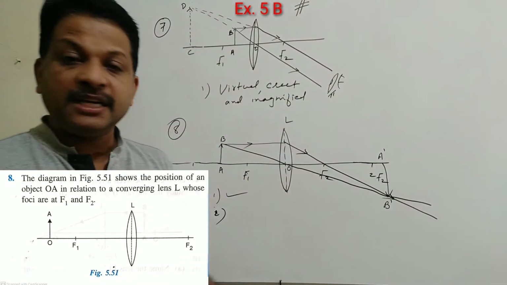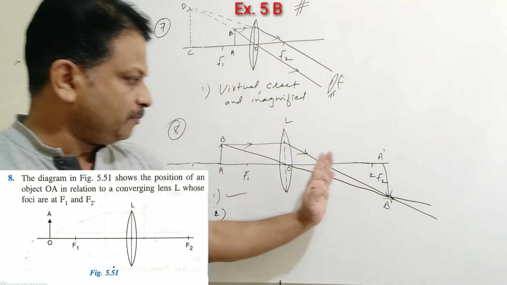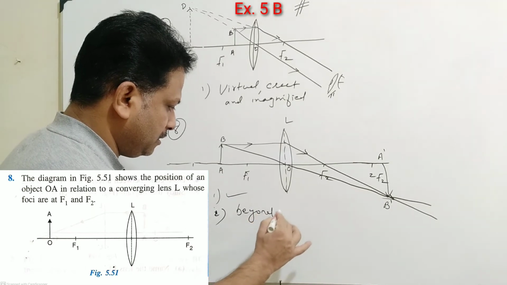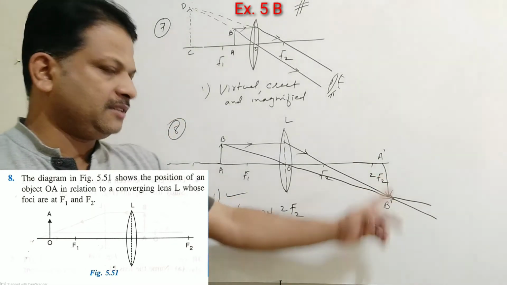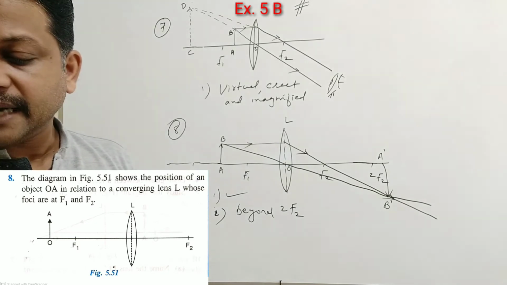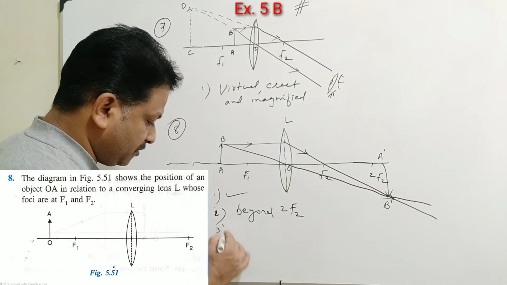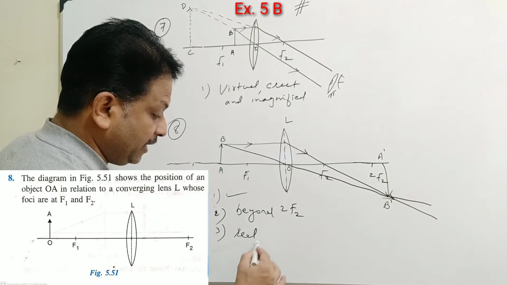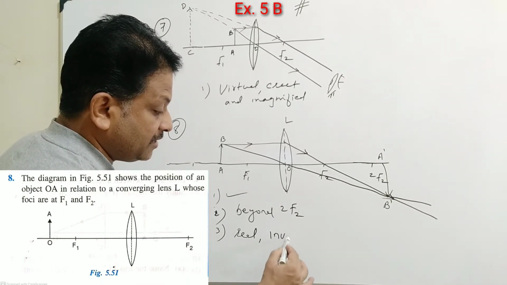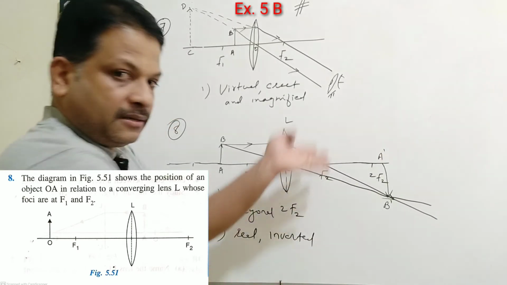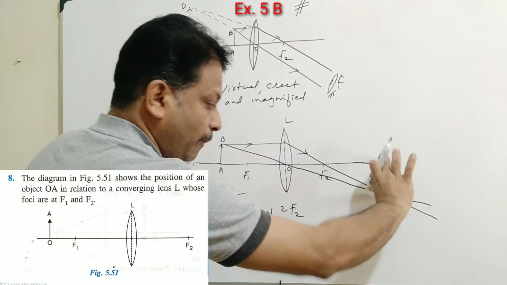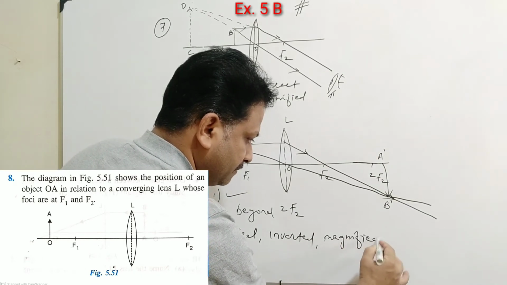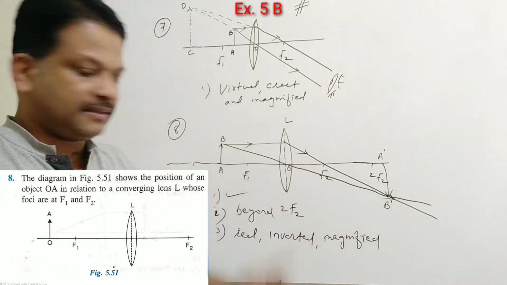State the position of the image with reference to the object. So the object is beyond 2f2, so I can write beyond 2f2. Obviously it is beyond 2f2. Describe three characteristics of image. Third part of the question, three characteristics. So convex lens always forms a real image: real, inverted, upside down, and magnified. Clear? So magnified image, bigger than the size of the object.